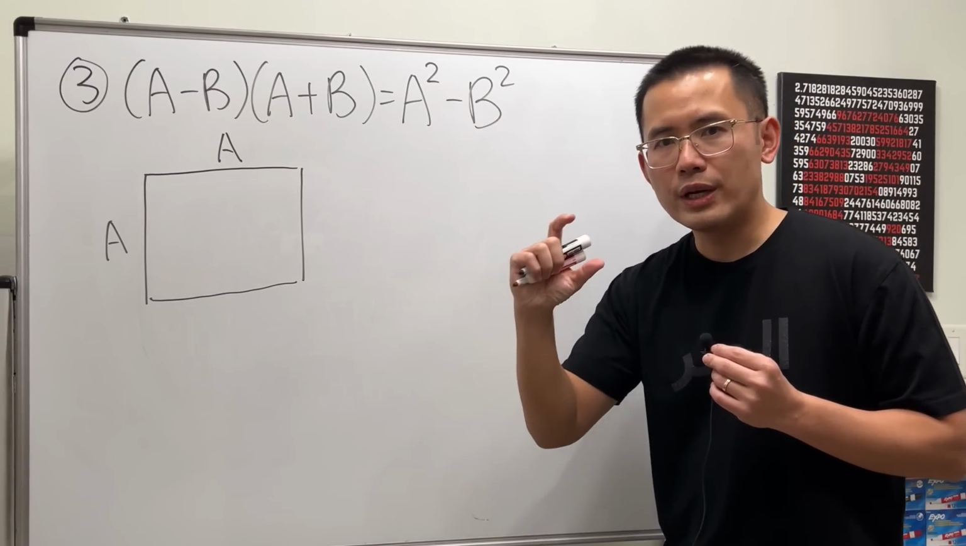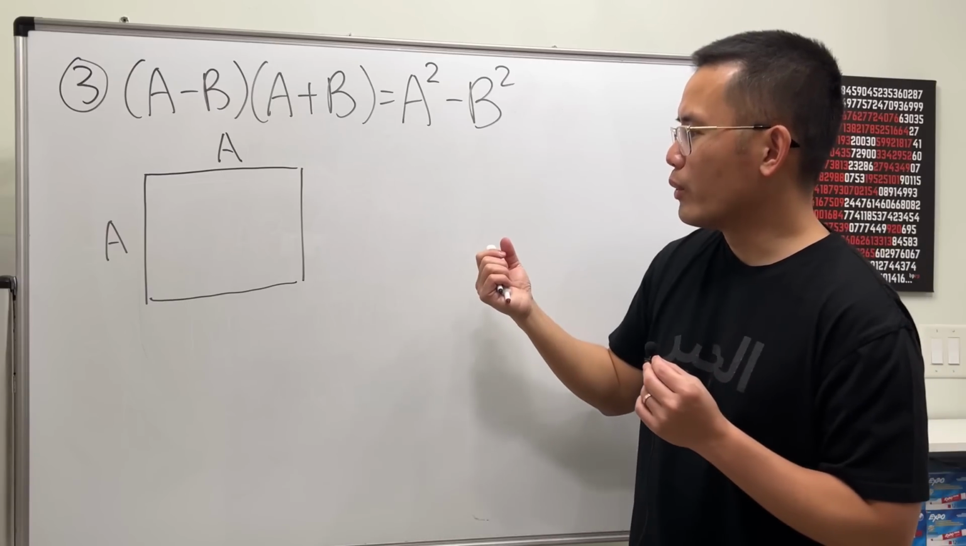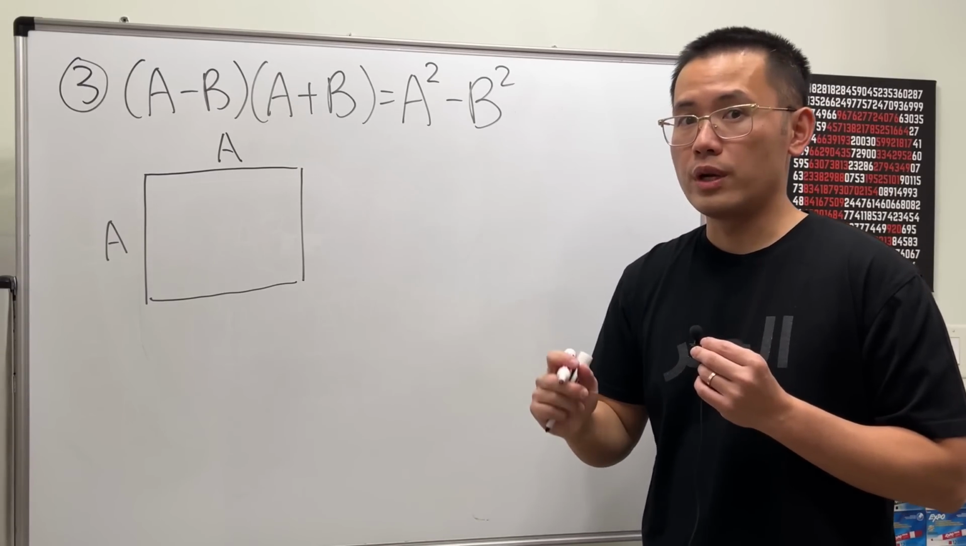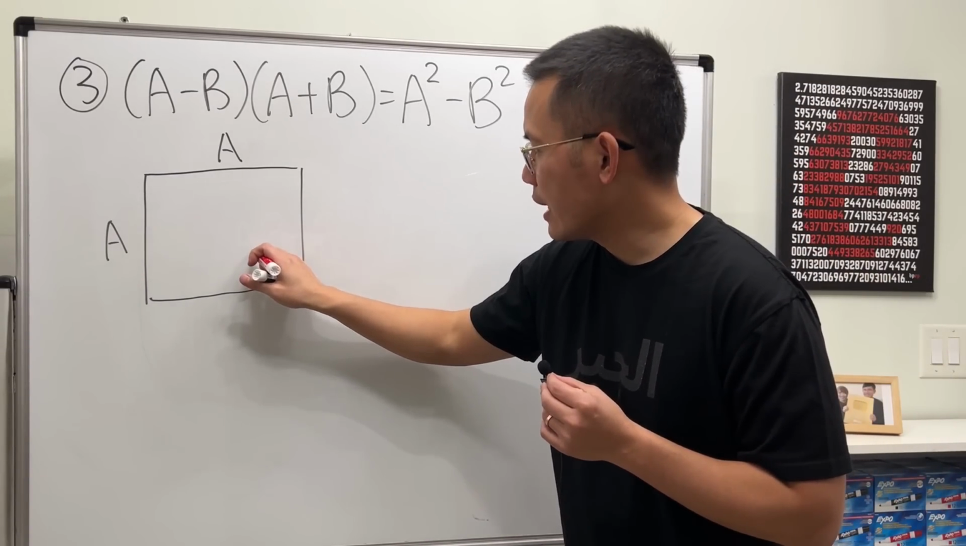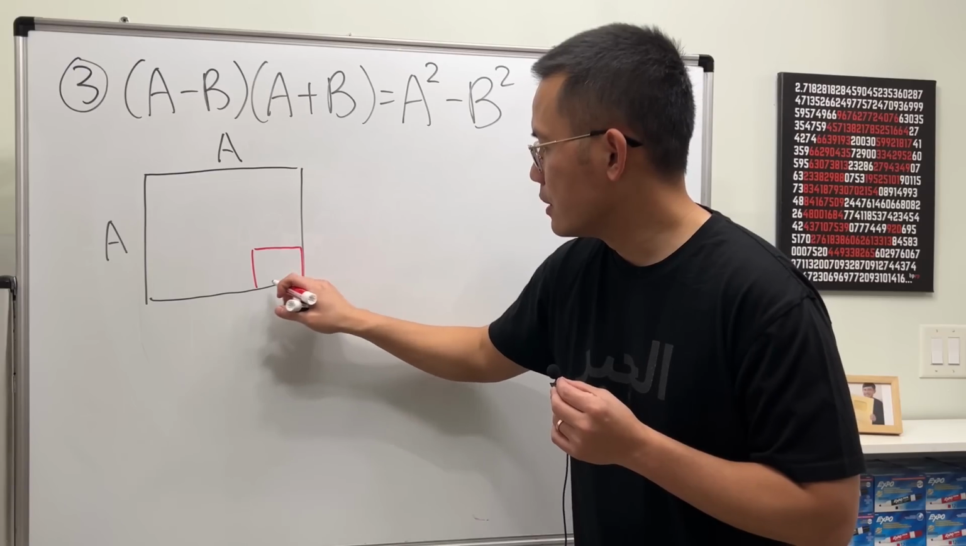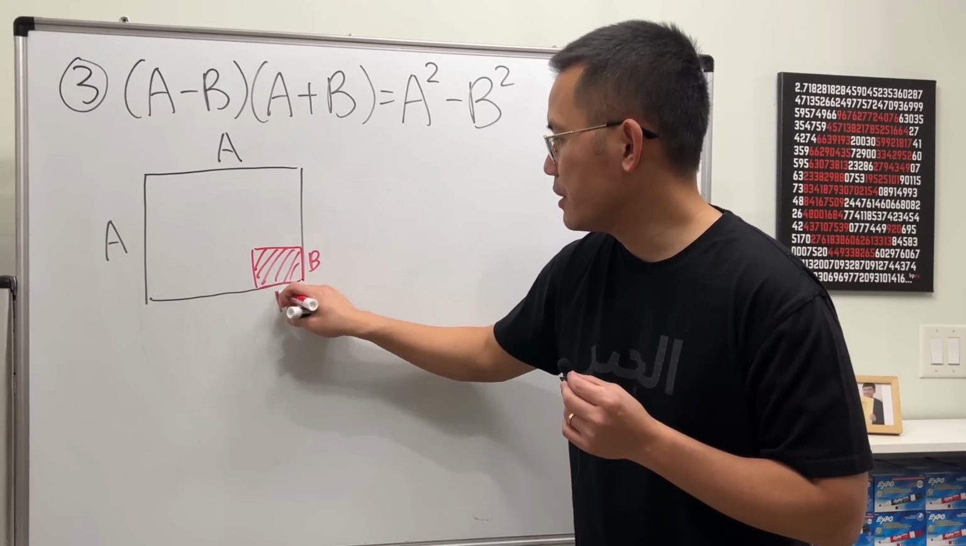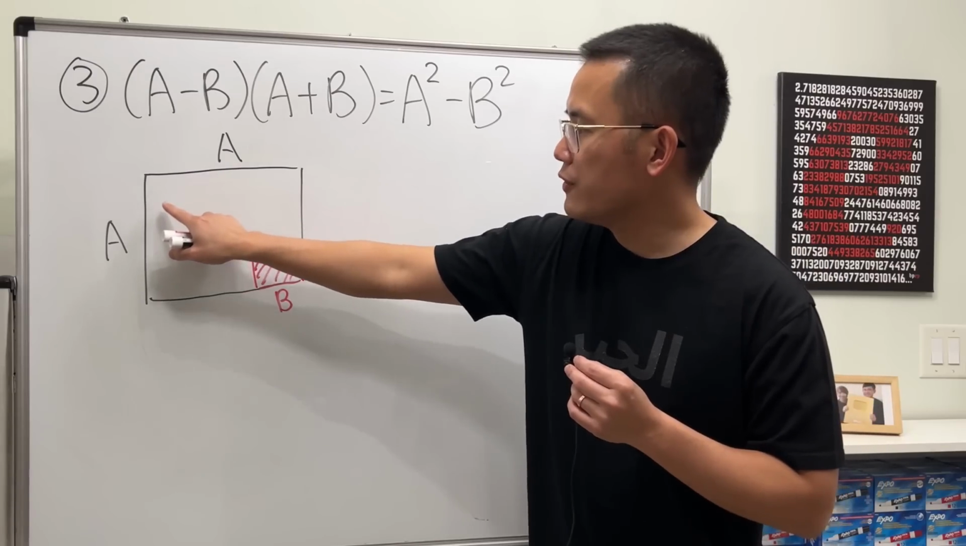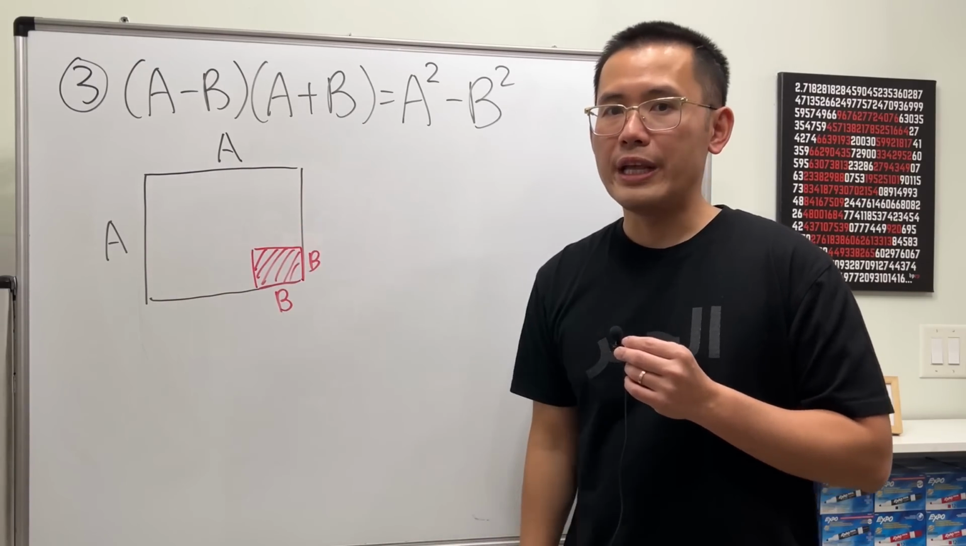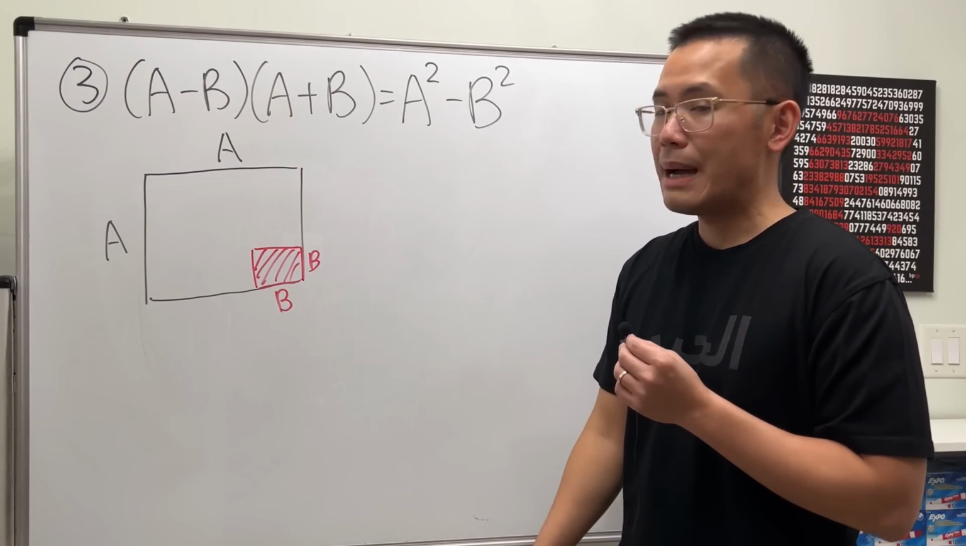So that means we are going to take away a little corner. And that corner has to be a square as well. So let's say I'm going to take away this right here. So I'm going to take this away. And this is B here and then B here. So I'm just looking for the rest of the area. Well, what will happen though?